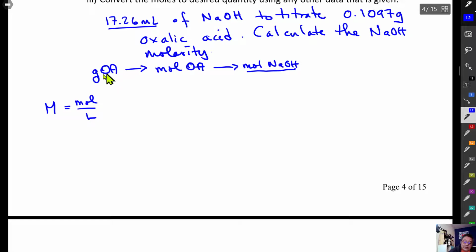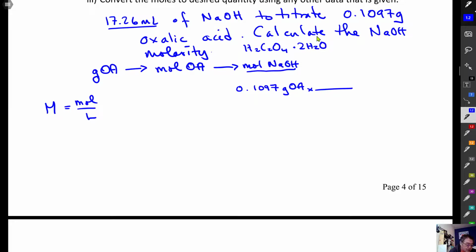So to do the first conversion, I'm going to have 0.1097 grams of oxalic acid. And then what do I need? I need the molar mass of oxalic acid. Now, one of the things it doesn't say in here is that it's actually oxalic acid dihydrate. So its actual formula is H2C2O4·2H2O.